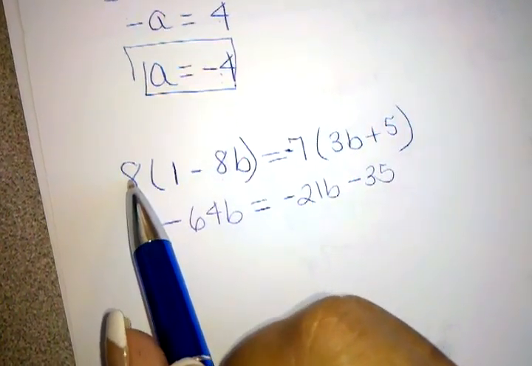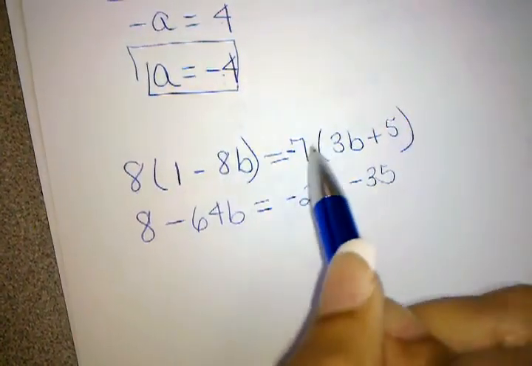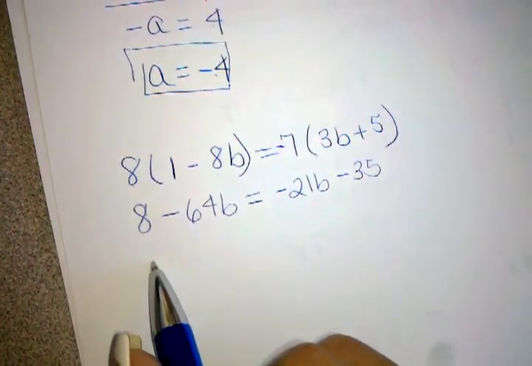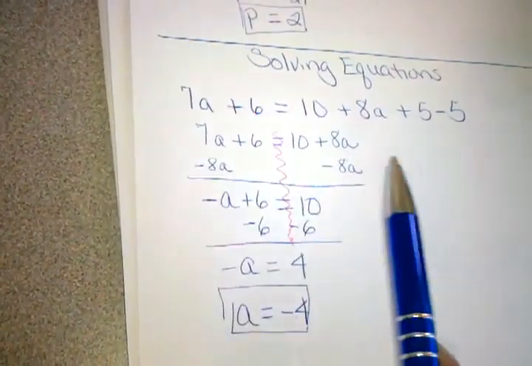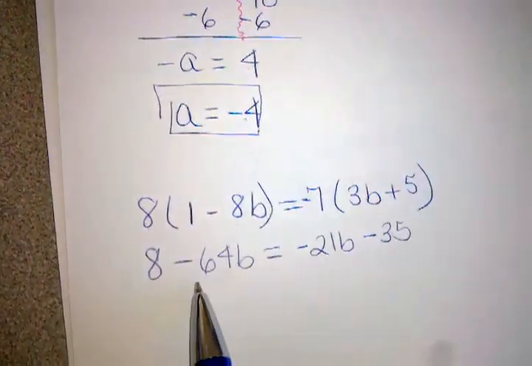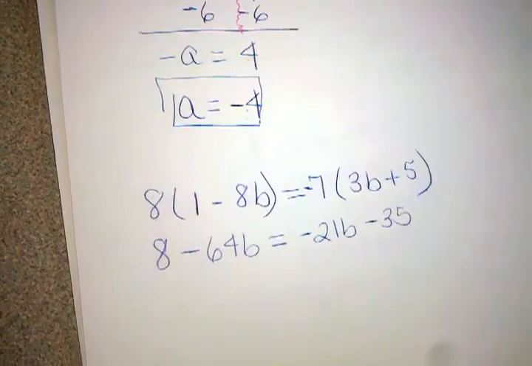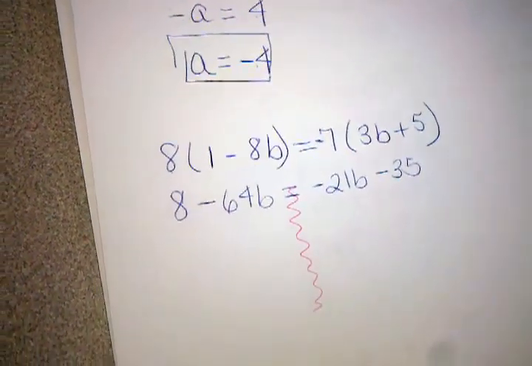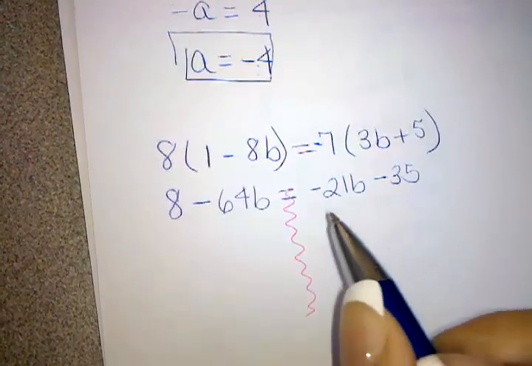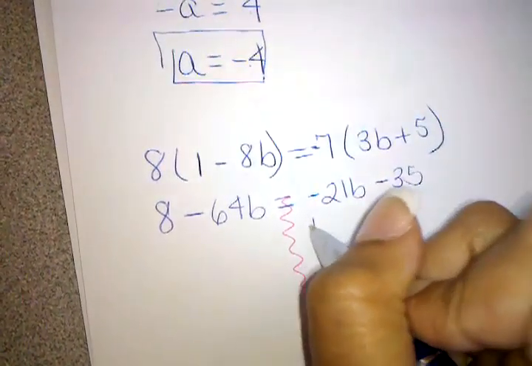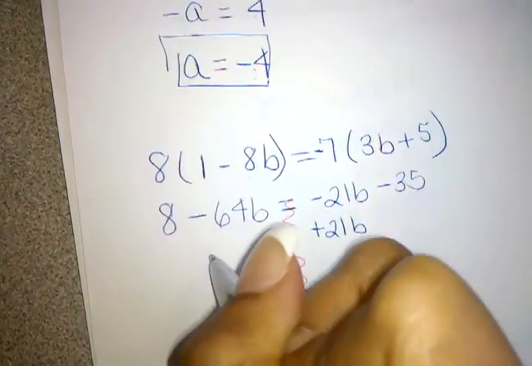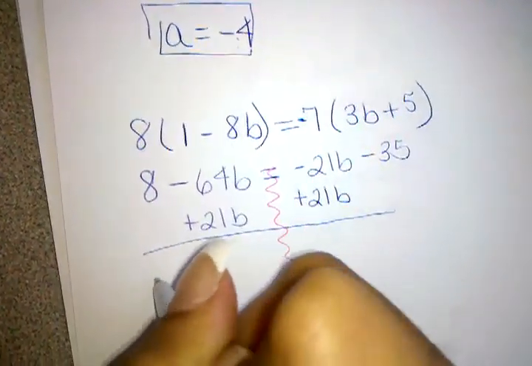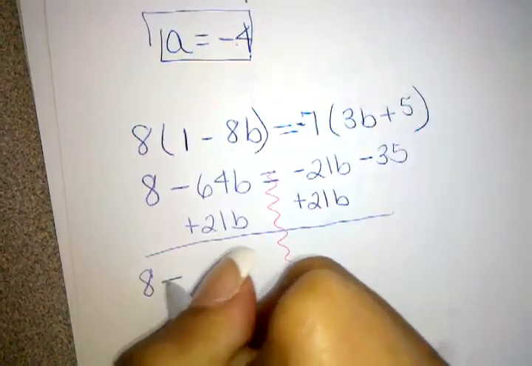Notice I distributed what's on the outside of the parentheses into each term inside of the parentheses. Next, this problem is similar to the problem we just did up above. We have like terms, but they are on opposite sides of the equal sign, or opposite sides of the river. So we need to bring them together. We are going to add 21b. I like to move my variables first. Add 21b.